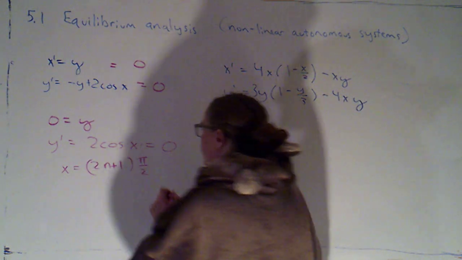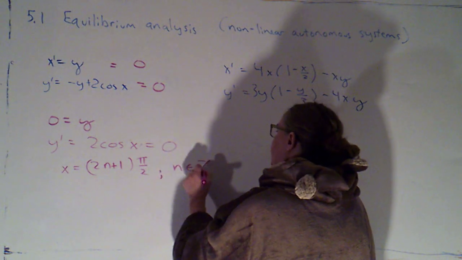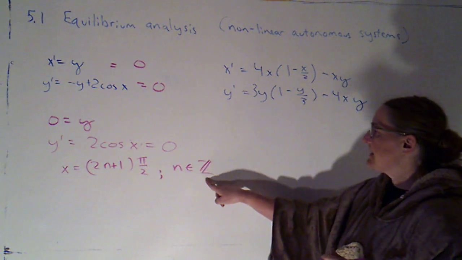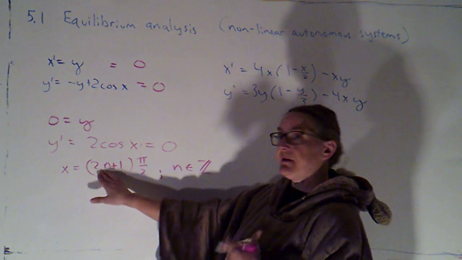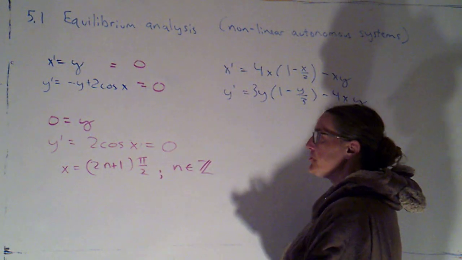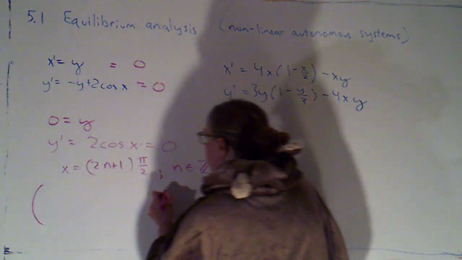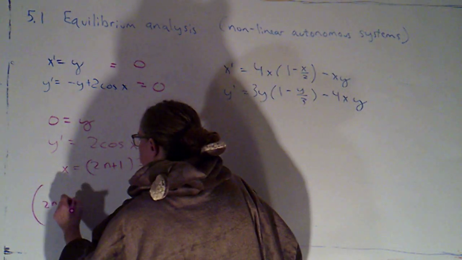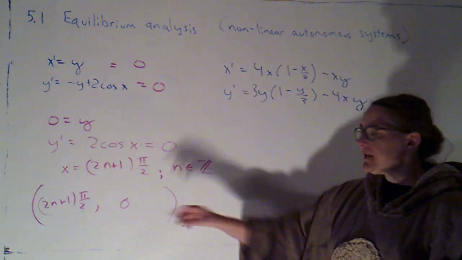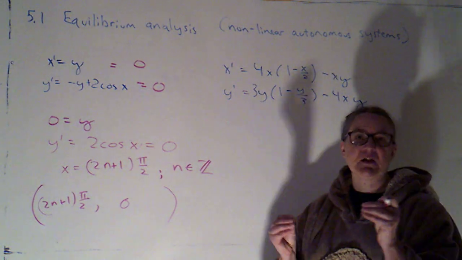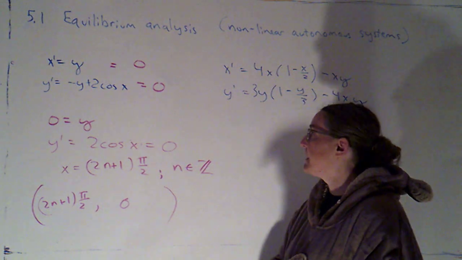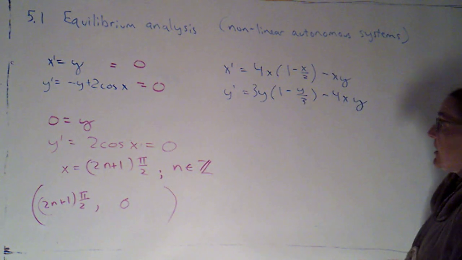So I can get an odd integer if I just choose n to be any integer. This fancy Z is just the set of all integers, so this just says n is an integer. If I take any integer and double it, it becomes even. Add 1, it's odd. So this gives me odd multiples of pi over 2. So I would have infinitely many equilibrium points at (2n plus 1) copies of pi over 2, comma 0. But notice, while there are infinitely many, they're not attached to each other. They're all spread out over the plane without forming a line.